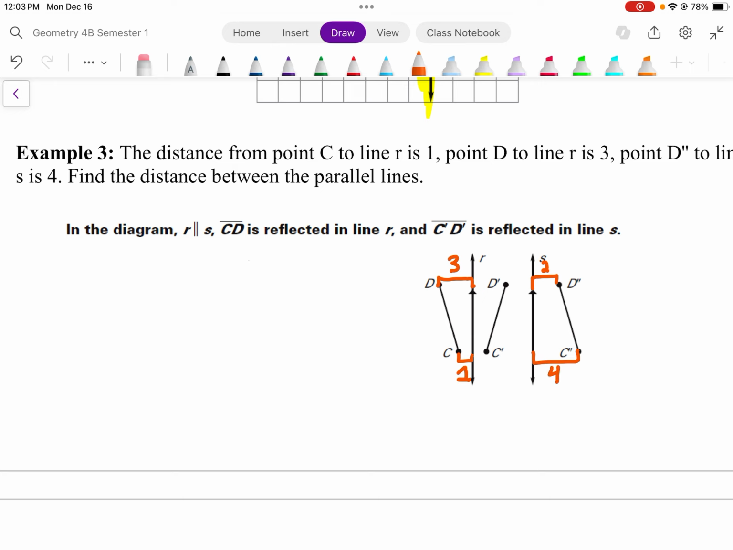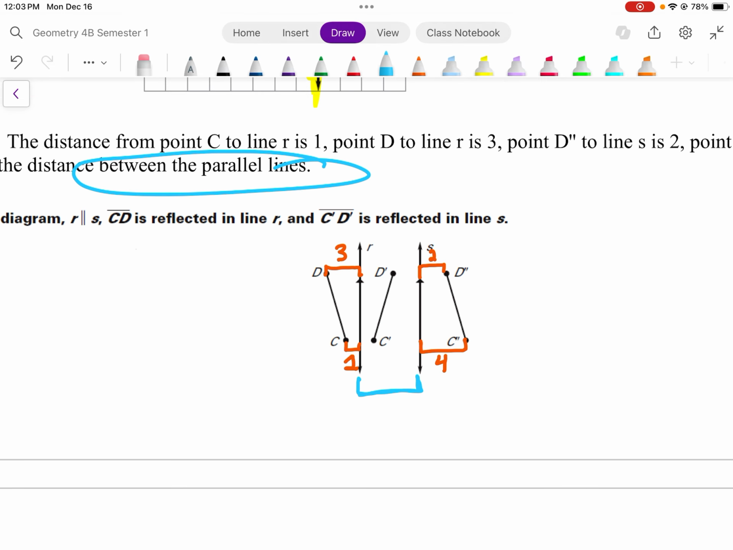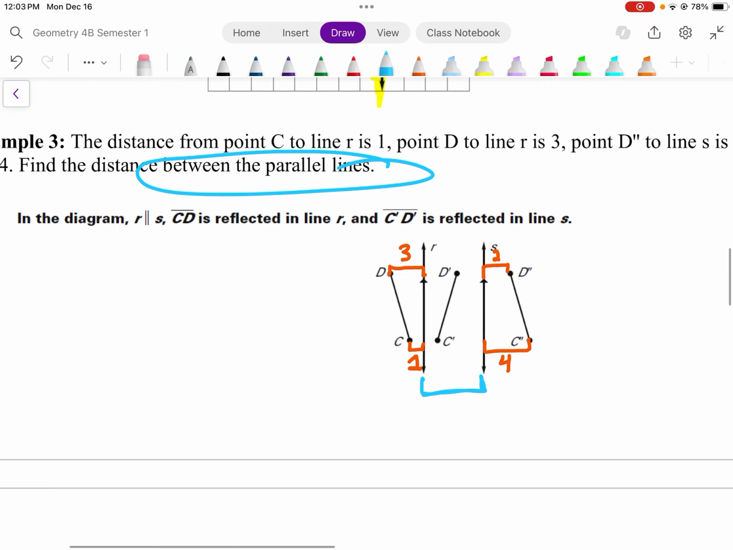Find the distance between the parallel lines. So for this one, between the parallel lines is going to be this space. And with these problems, you want to make sure you are reading them carefully, because sometimes they'll ask between the parallel lines or between specific points. So in the diagram, they told us that CD is first reflected over line R. So this point C was reflected to get C prime. So we know between C prime and line R, that space is going to be 1.